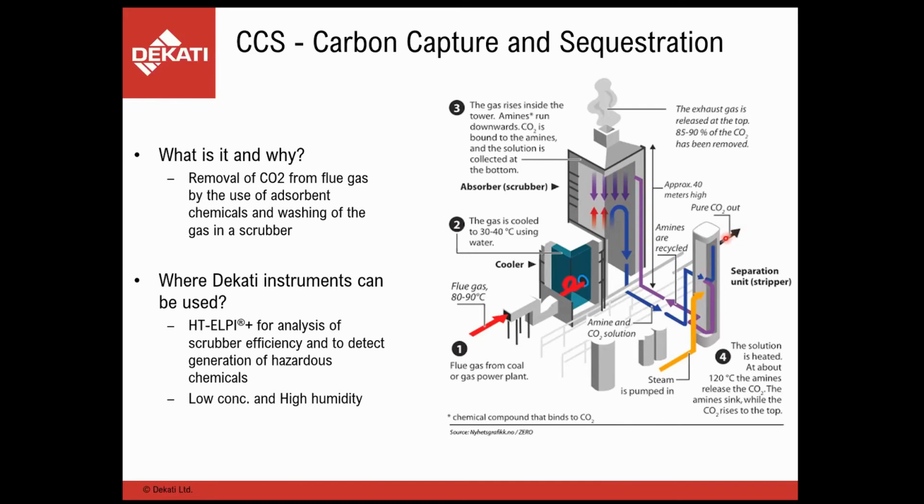And where the Dekati instruments can be used is that with the high temperature LP, because we can measure directly from the scrubber, it can be studied whether any particulates are formed. And the reason why in this case we want to use the high temperature LP for direct measurements is that the humidity is very high, but the concentration is extremely low. So we don't want to dilute, but measure directly from the source.